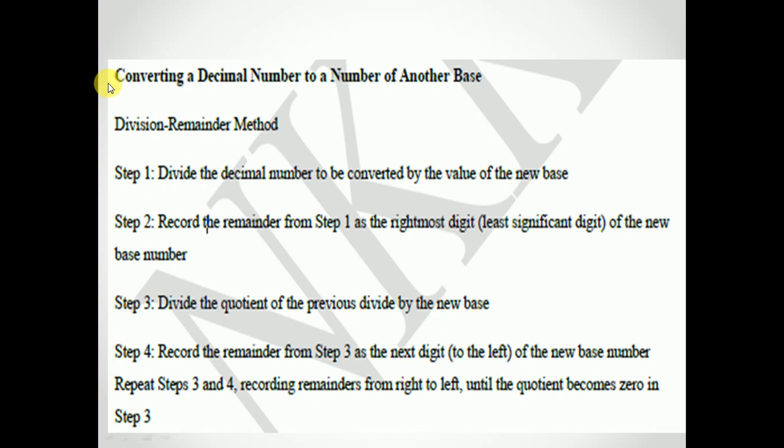So this procedure is called the division remainder method. We have done division in 5th standard. For example, 12 is divided by 5. If you divide 12 by 5, how much will the quotient be?